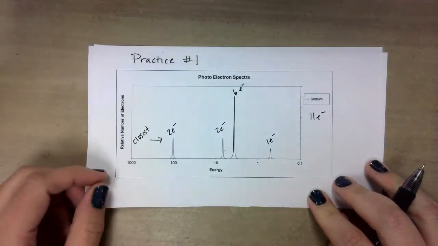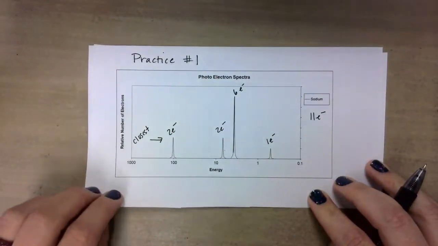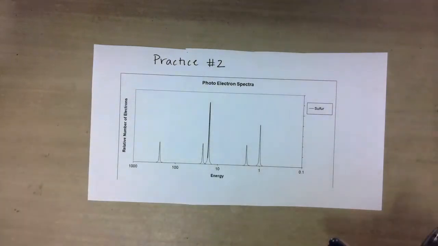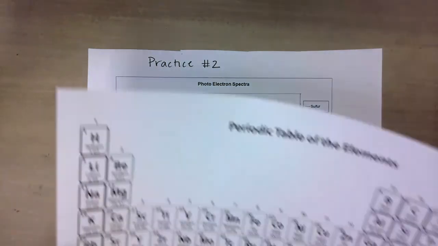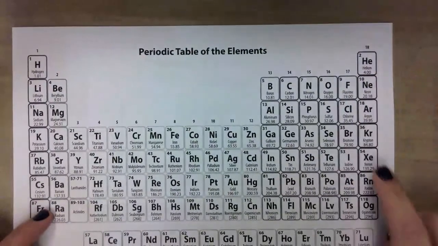If you find yourself having trouble, like I said, pop into a Google Meet and we can go over them. Here is practice number 2. Practice number 2 is sulfur. Let us find sulfur on the periodic table.